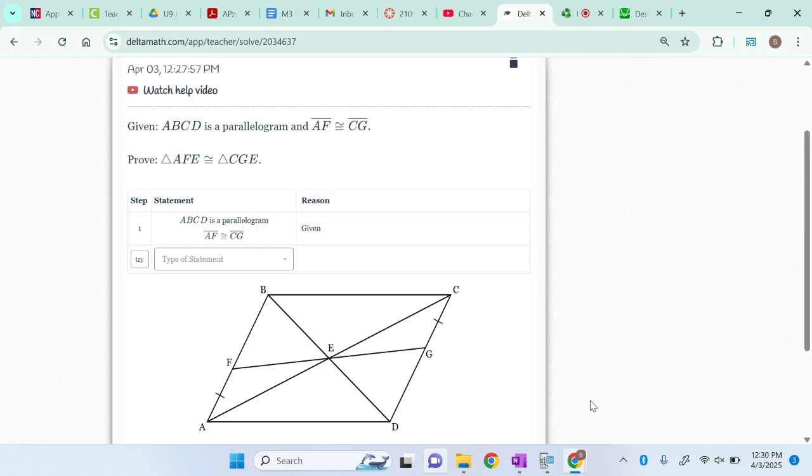So the first thing they said is the shape ABCD is a parallelogram, and that AF is congruent to CG.